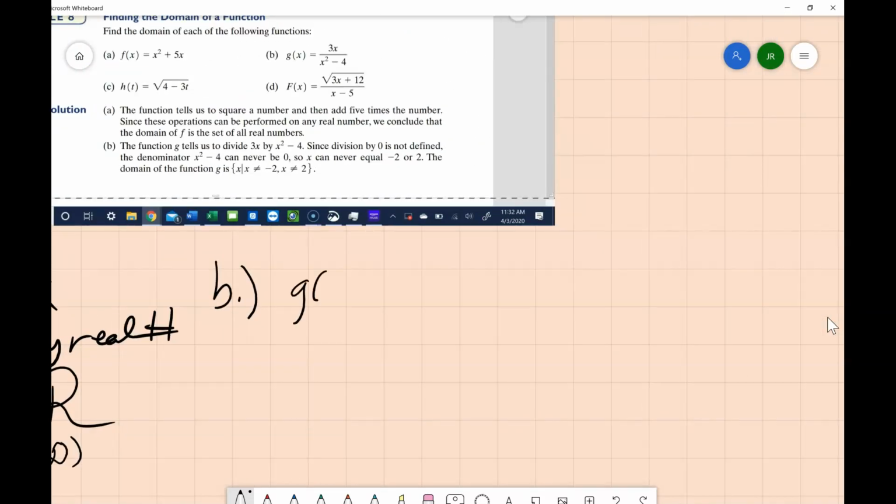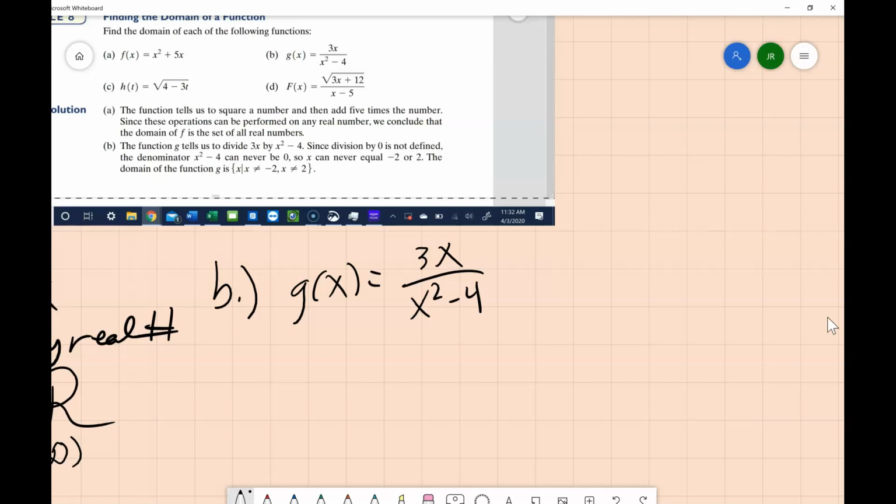Okay, now we got g of x equals 3x over x squared minus 4. The question you ask yourself in a problem like this is, can a fraction ever become weird? Like, what can make a fraction go crazy? If you have 0 on the bottom, the fraction is undefined.